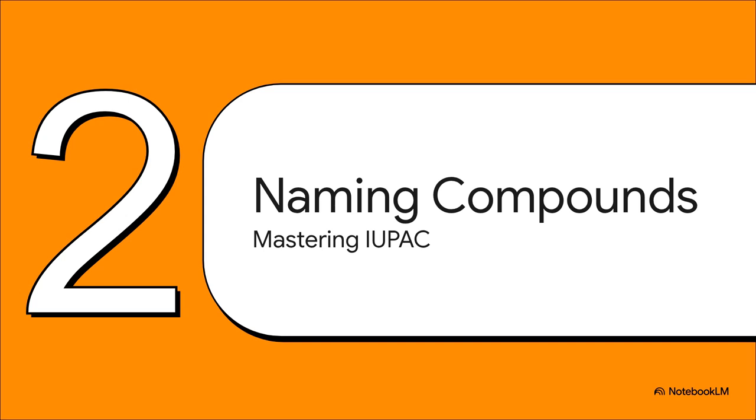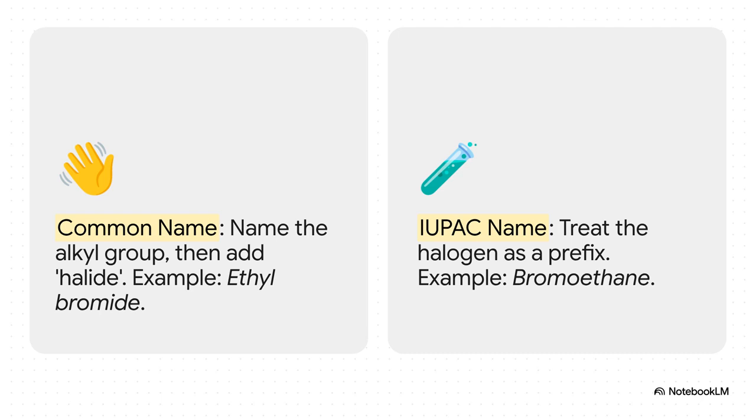All right, now that we know what they are, let's talk about naming them. In organic chemistry, getting the name right is half the battle for scoring well, so let's quickly master the IUPAC rules. There are two main systems, common names and IUPAC names. For the common name, you first name the alkyl group, then add halide, like ethyl bromide. But the IUPAC system, which is the standard, treats the halogen as a branch or a substituent and uses its name as a prefix. So ethyl bromide becomes bromoethane. For your exams, IUPAC is definitely the way to go.